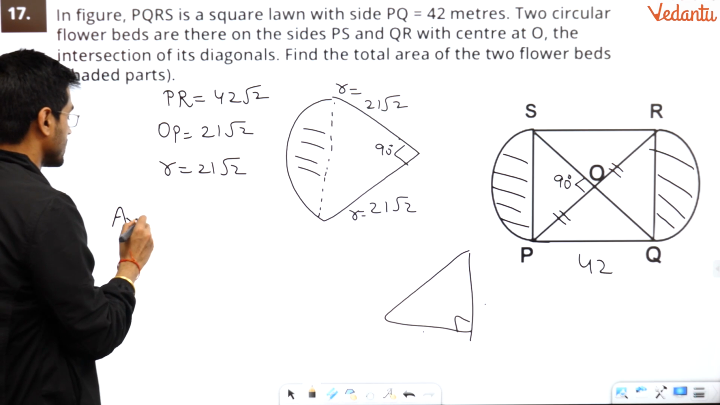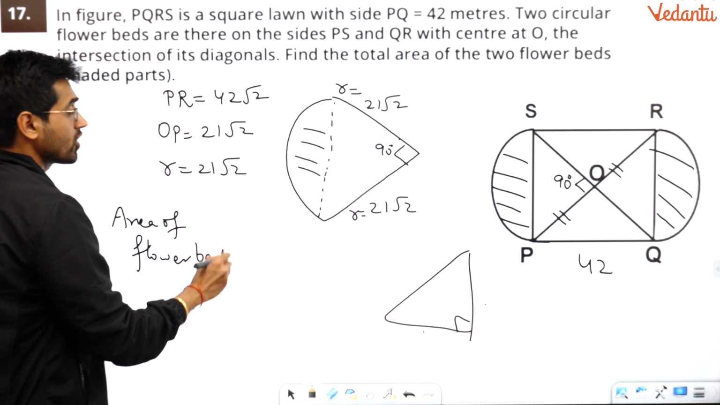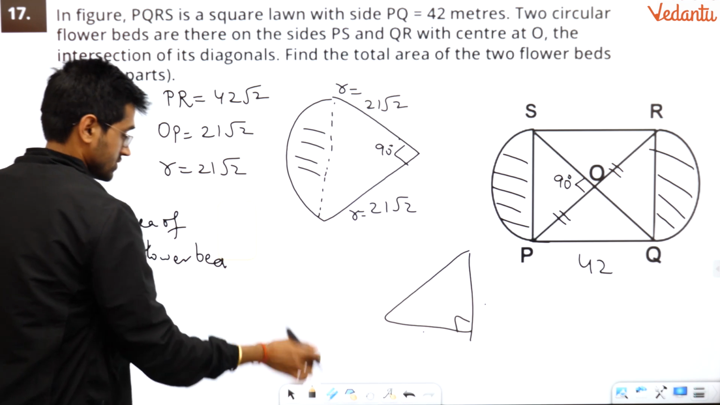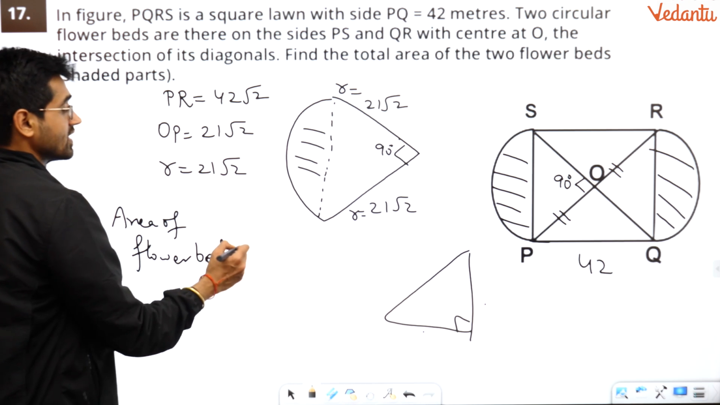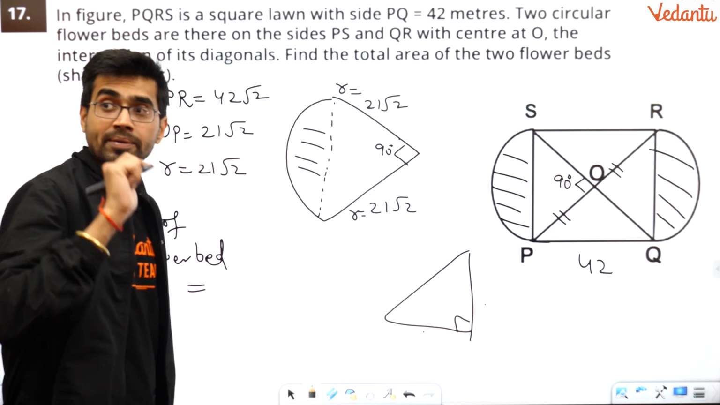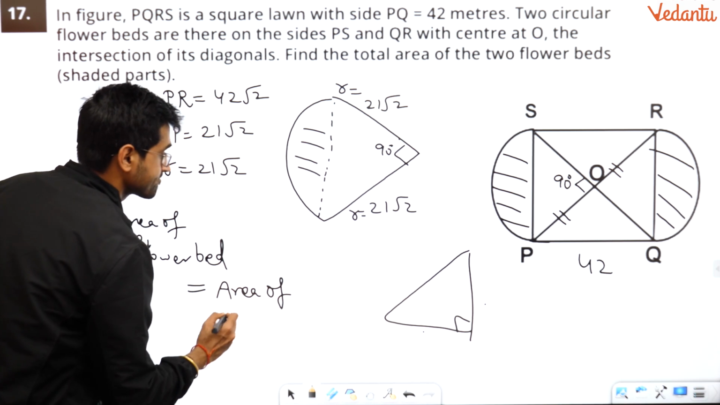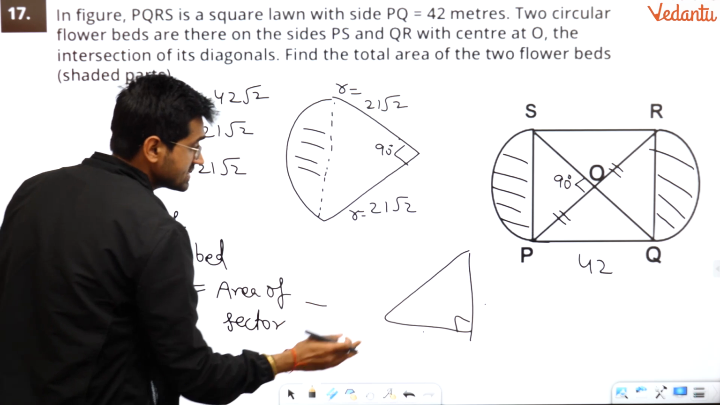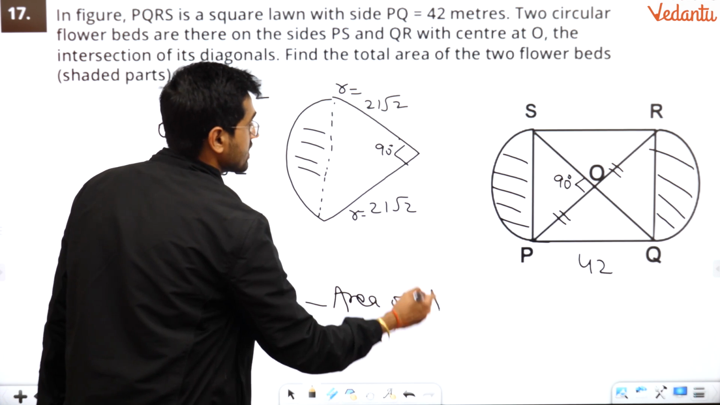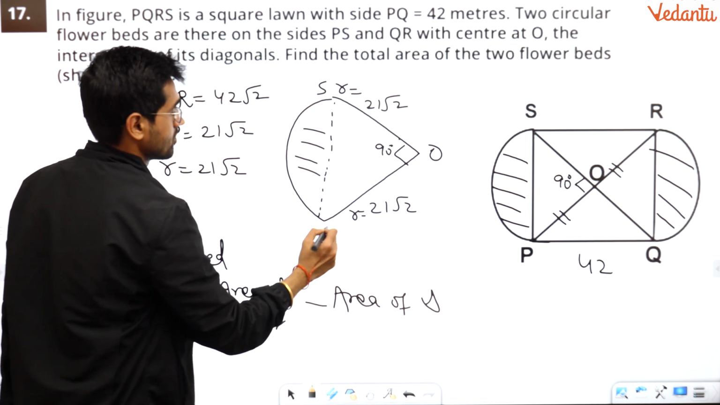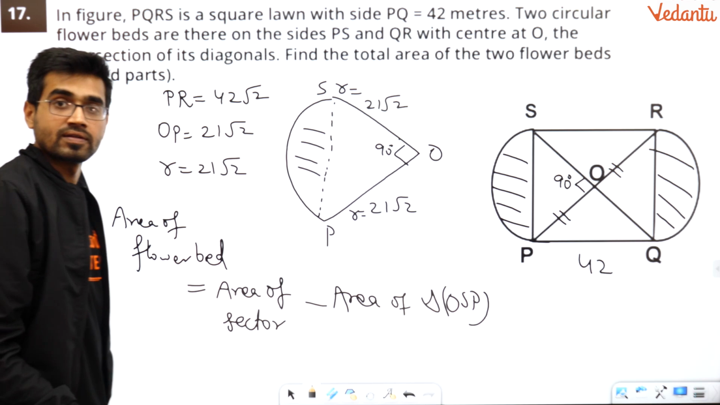So area of flower bed. Because I am finding for 2, I'll write 2. Okay, just a second. Okay, now what will it be? It will be simple: area of sector minus area of triangle OSP. Yes, is it correct? Yes, it is correct.